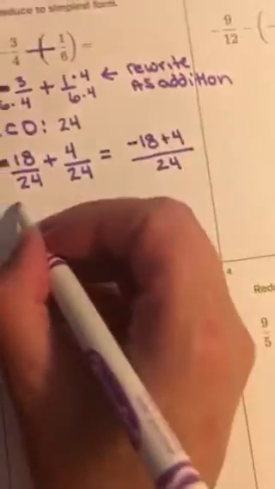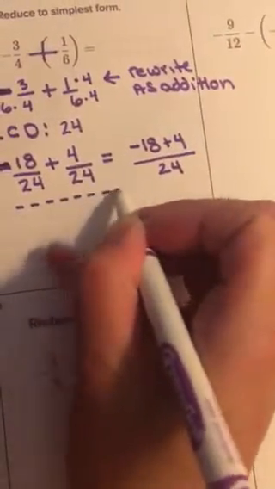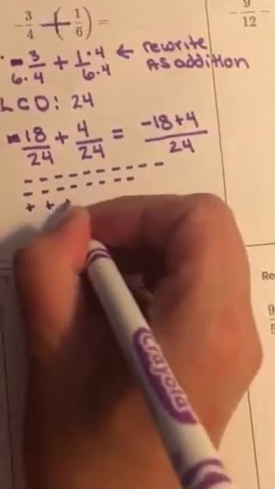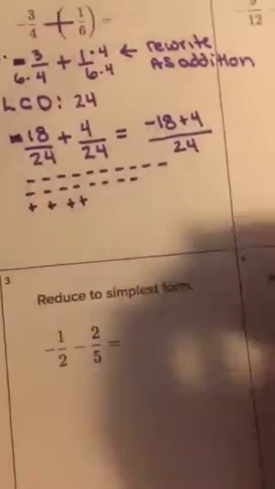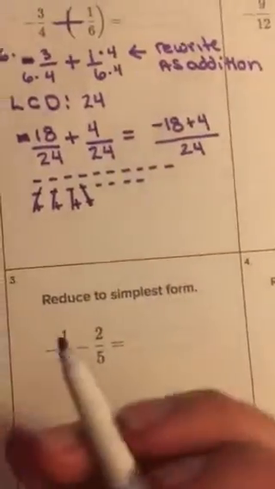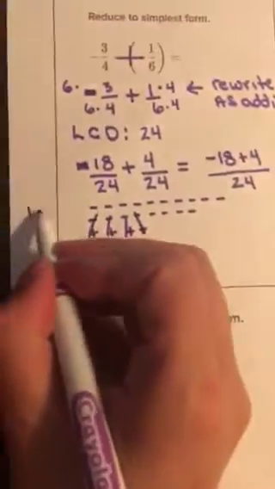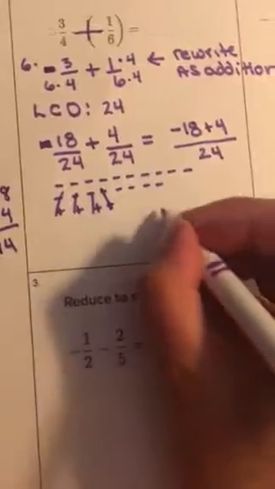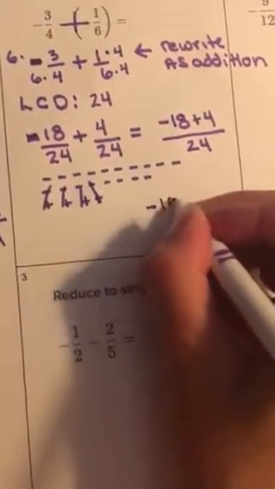I have negative 18: 1, 2, 3, 4, 5, 6, 7, 8, 9, 10, 11, 12, 13, 14, 15, 16, 17, 18. And of course you don't have to do that. I just like to do it sometimes. I have a positive 4. These are zero pairs. Those cancel out. So I'm left with a whole bunch of negatives. I could also say 18 minus 4 is 14. And since I have more negatives, my fraction is going to be a negative 14 24ths.